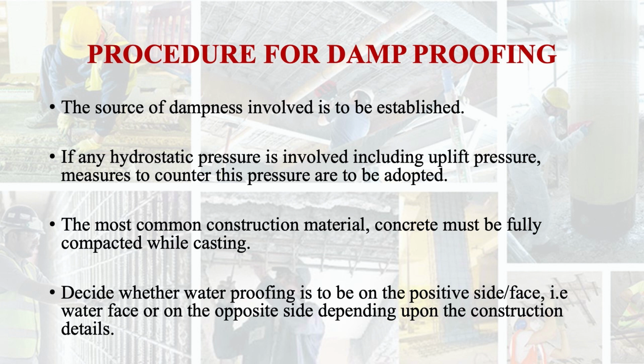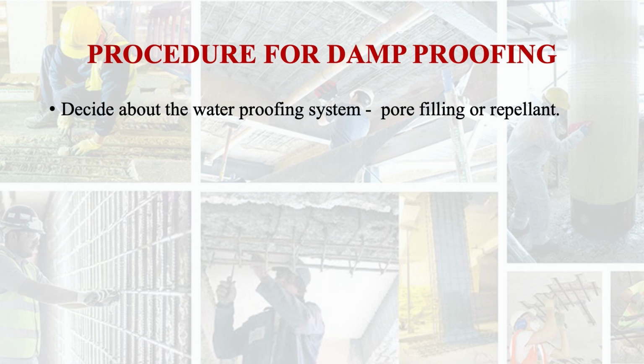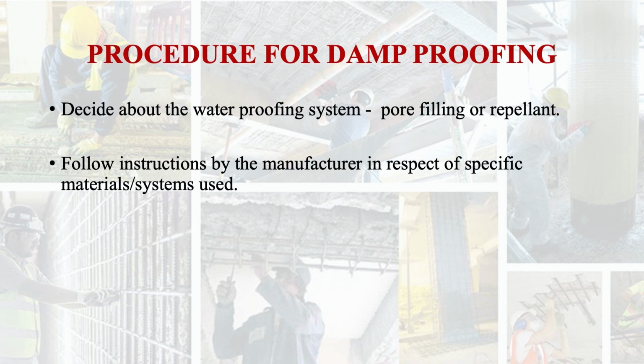Now decide whether waterproofing is to be on the positive side or the positive face, means the water face, or on the opposite side, depending upon the construction detail, because you can do that waterproofing on either face. So the decision has to be taken depending upon the construction detail. Decide about the waterproofing system, which system you want to follow. Either you want to follow the pore filling method or you want to use the membrane. Now follow instructions by the manufacturer in respect of specific materials or systems used. If you are using some specific or new material, then follow the instructions by the manufacturer.